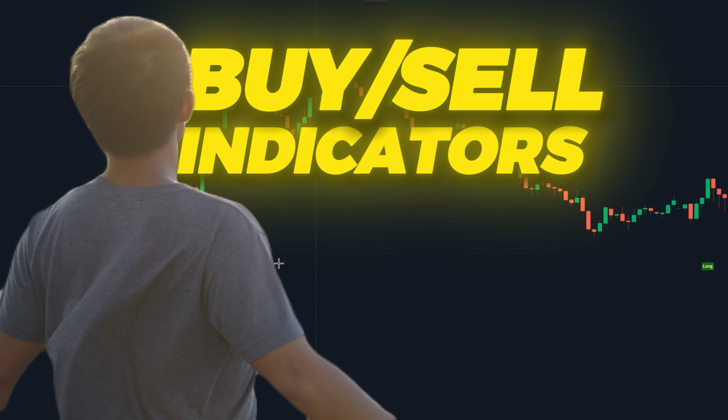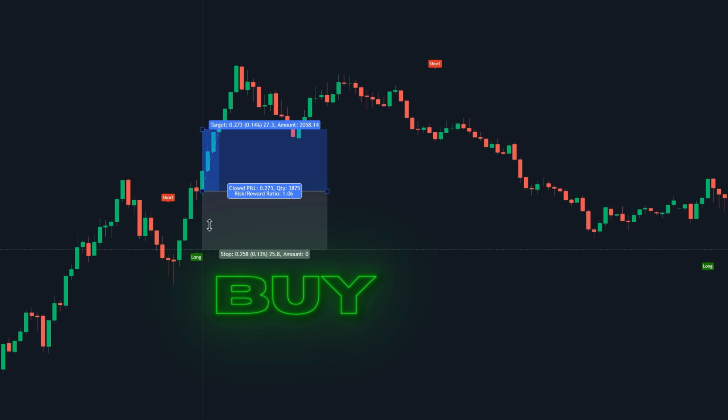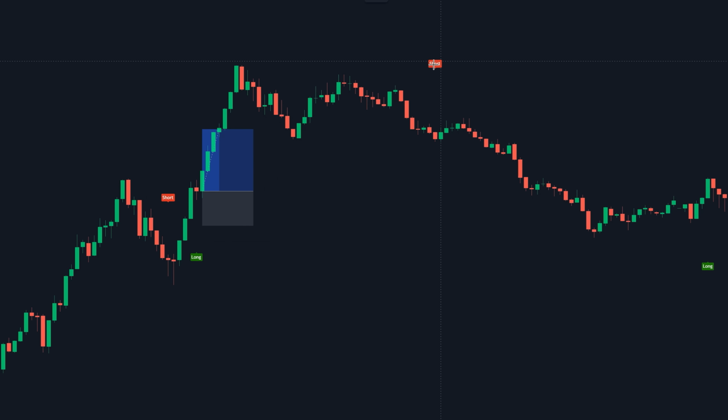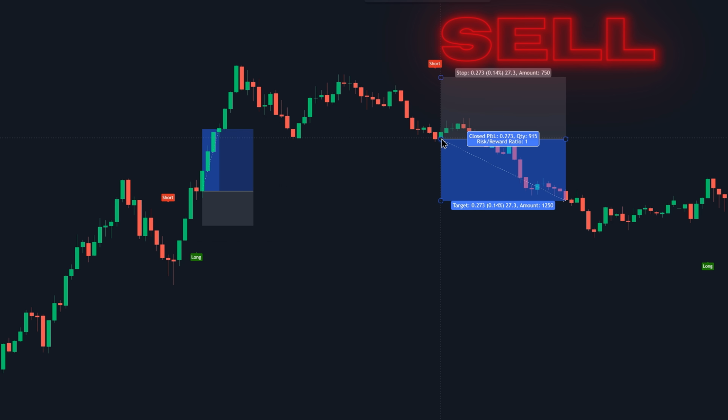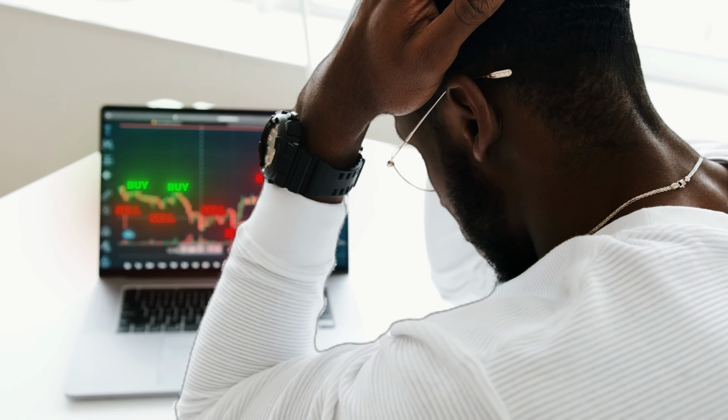Buy-sell indicators. We all love them. They tell you when to buy, and you buy. They tell you when to sell, and you sell. Most of the time, these indicators have lots and lots of false signals.